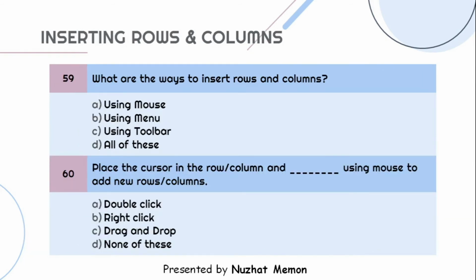So here we are starting our new concept, that is inserting rows and columns. Very easy, simple. 59. What are the ways to insert rows and columns? There are 3 ways basically: using mouse, using menu, using toolbar. 60. Place the cursor in the row or column and right-click using the mouse to add new rows and columns.